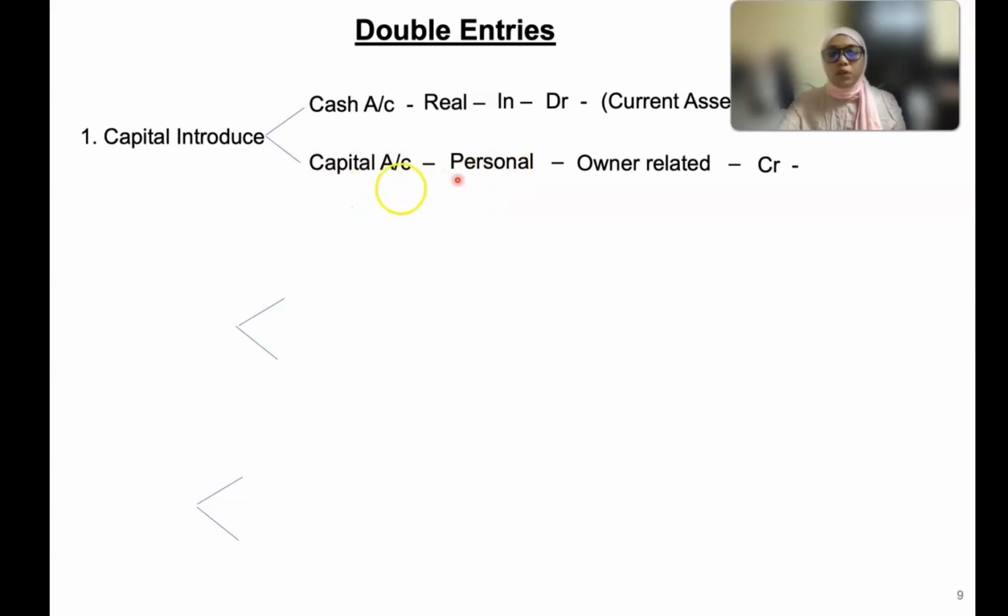is which type of account? Capital is personal. Under personal, we have two accounts, right? Personal, owner related and not owner related. So capital is an owner related account, so we will record in the credit side. One thing you can easily do is, if cash is debit, capital is definitely credit, because we only have two sides. One side is debit, the other side is credit. But you also need to know why we record in the credit side. This is the reason why.